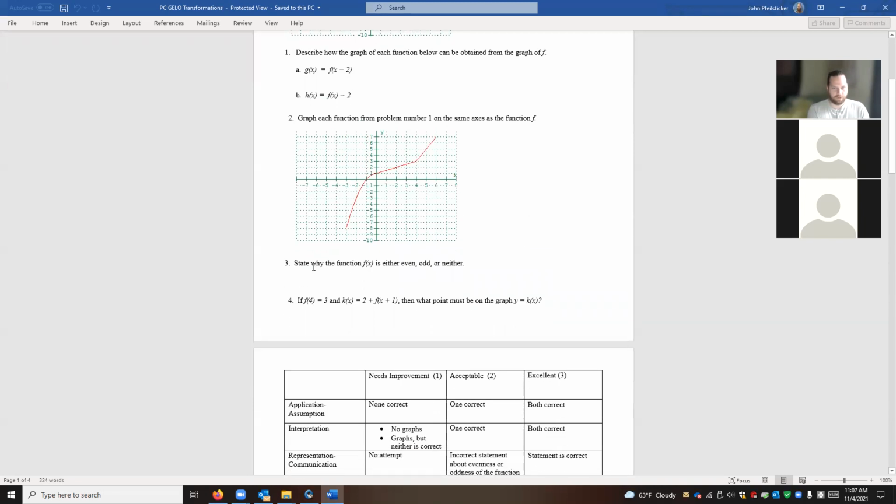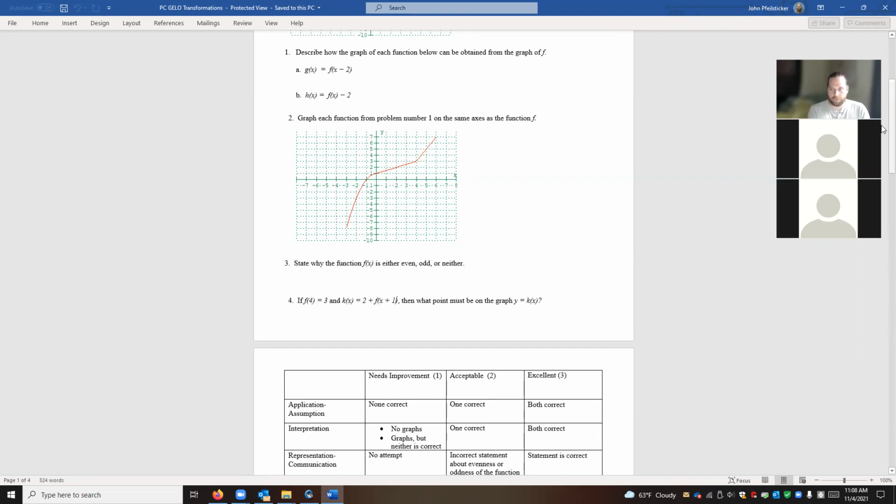Then in the third question, they ask you whether this is an even function, an odd function, or neither. And in question 4, they say totally different function. Suppose f of 4 is equal to 3, and some new function k of x is equal to 2 plus f of x plus 1. And they ask, since f of 4 is equal to 3, what point can you say for sure is on the graph of this new function?